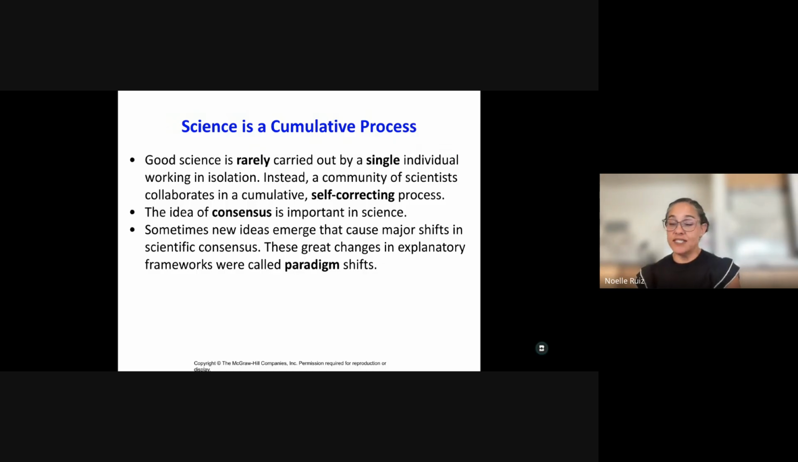So the idea of consensus is very important in science. And sometimes new ideas emerge that cause major shifts in scientific consensus. These great changes in explanatory frameworks are called paradigm shifts. So the G in that word is silent. You say it, paradigm. I don't know who made up that word, but that's how you say it.